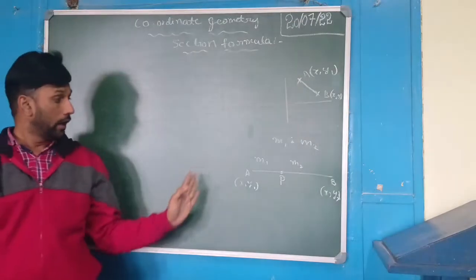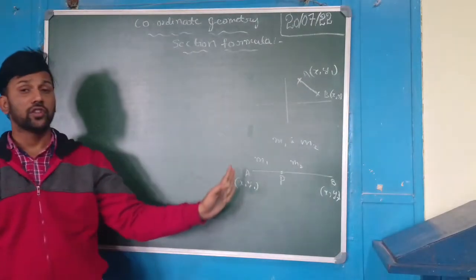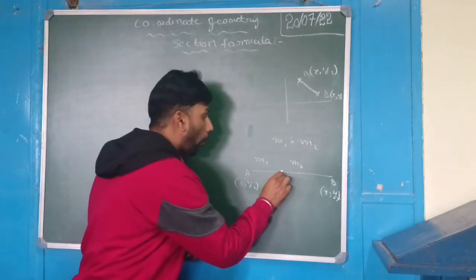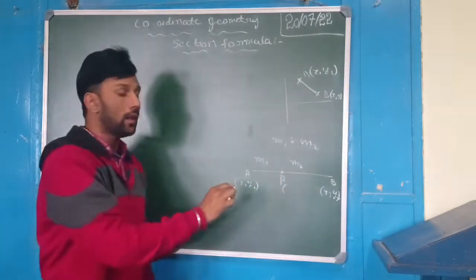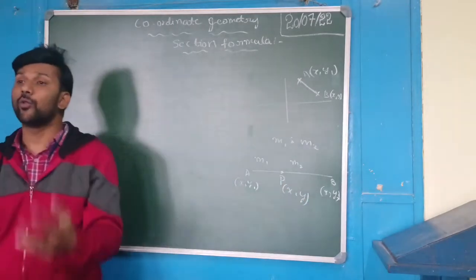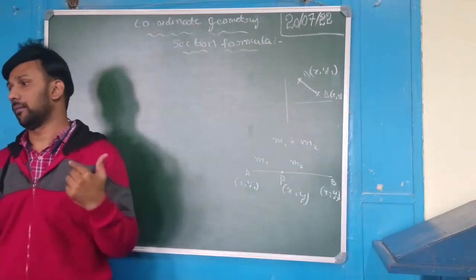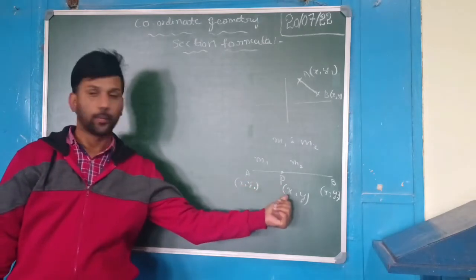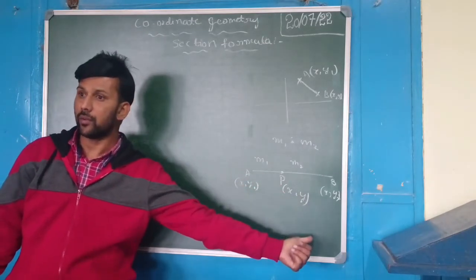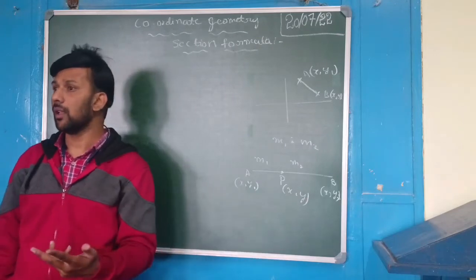If this line segment is divided in the ratio m1 is to m2 like this, then finding that dividing point is what the section formula does. The formula we use to find the point is the section formula. Now that point I will call P of x, y. So this must be some formula. When I say section formula, that must be a formula.